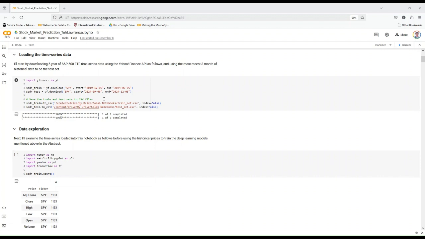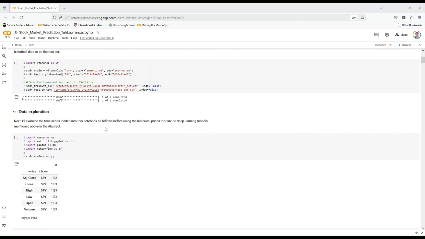I also decided to go with 5 years of historical data. When I worked on this final project, it was around early December, December the 6th to be exact. So that's the last data point, December the 6th, 2024, and I go back 5 years to December the 6th, 2019. Out of the 5 years of data, I decided to use the most recent 3 months as my test set, and over 4 years of data as the training set.